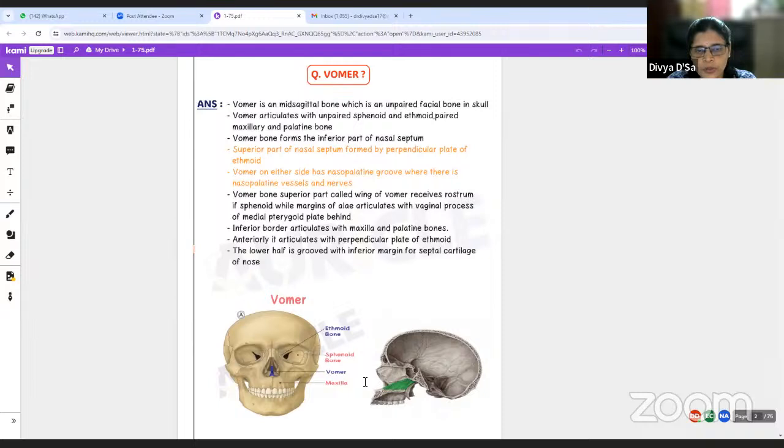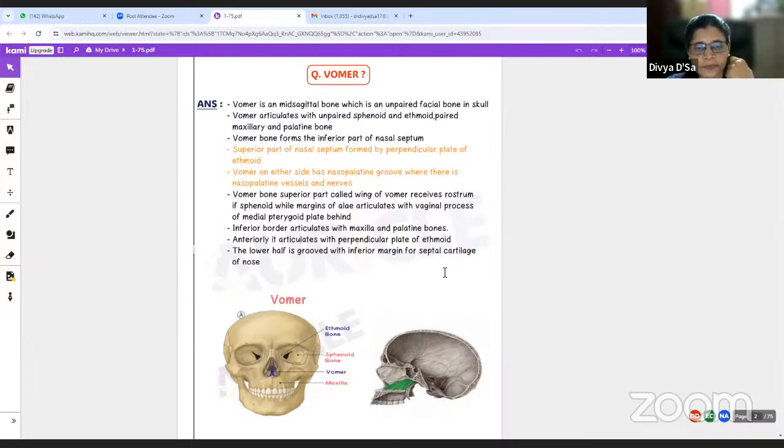The superior part of the vomer bone is called the wing of the vomer. In the base of the skull, you will be able to see the superior part spreading like two wings, and that receives the rostrum of the sphenoid. It forms a wedge and groove kind of joint. So this is the rostrum.